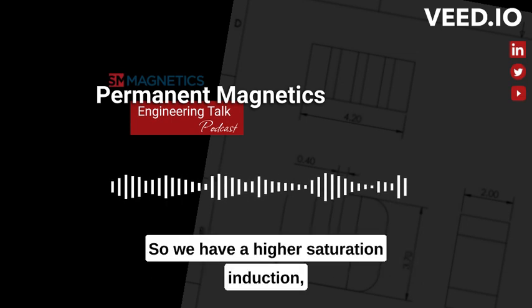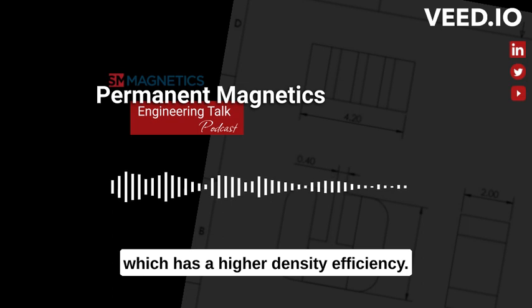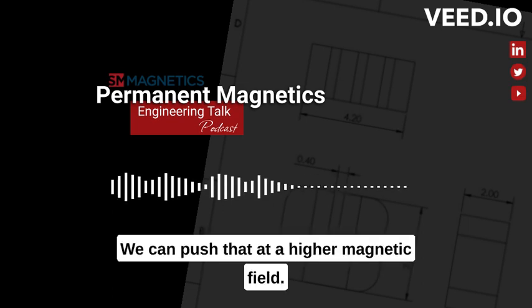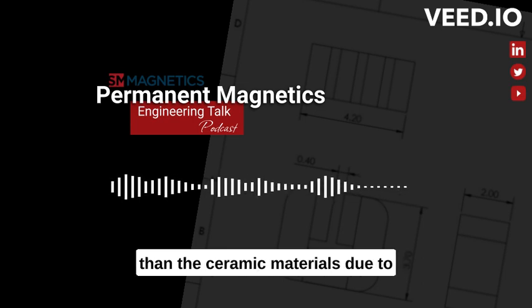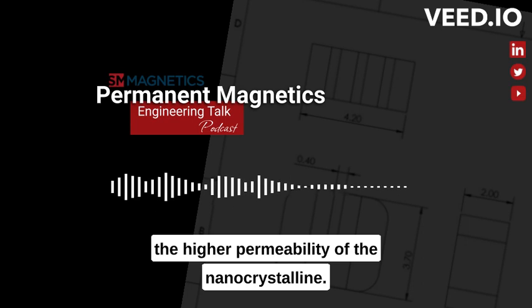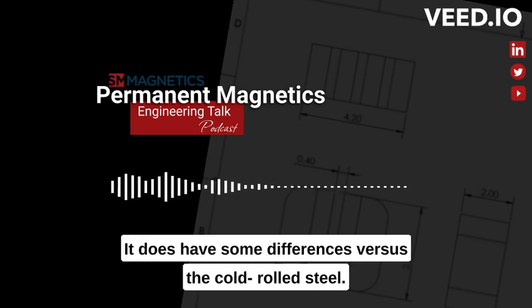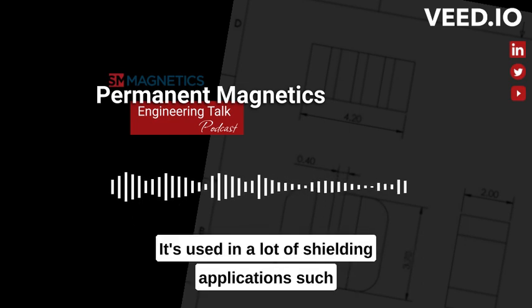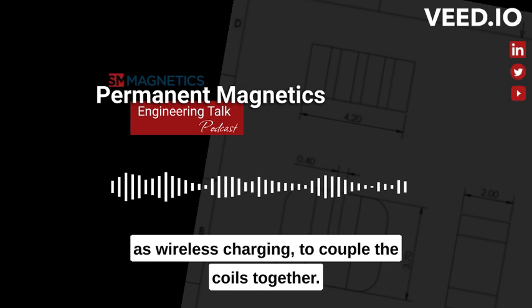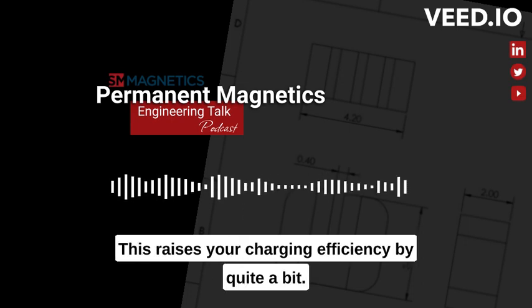So we have a higher saturation induction, which has a higher density efficiency. We can push that at a higher magnetic field. We also can use higher frequencies than the ceramic materials due to the higher permeability of the nanocrystalline. It does have some differences versus the cold-rolled steel. Nanocrystalline material can be laminated very thin. It's used in a lot of shielding applications, such as wireless charging, to couple the coils together. This raises your charging efficiency by quite a bit.